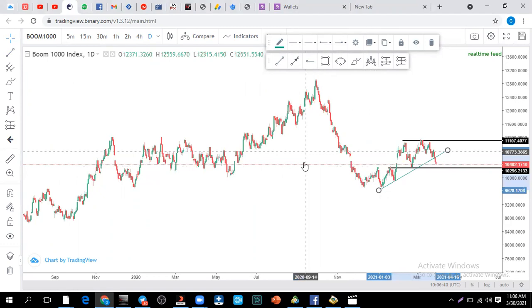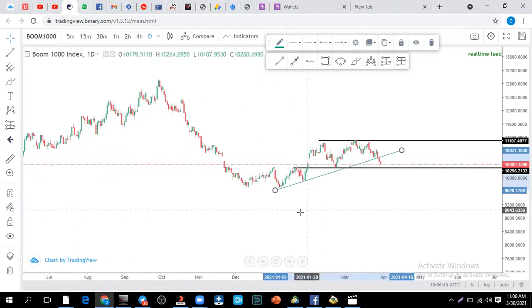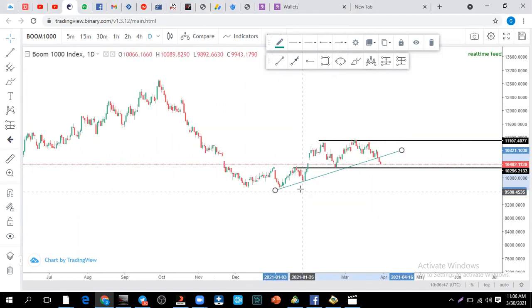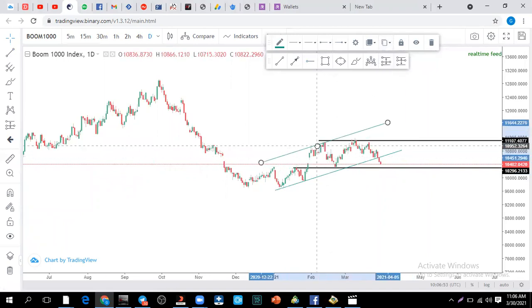So you can see this is the daily time frame. Whenever the market is trading in an ascending trend channel, it simply means that the market is going up. Right now we can see that price just broke that trend line. I know most of you would think that price just broke the trend line, so we should sell. No, it's not like that.